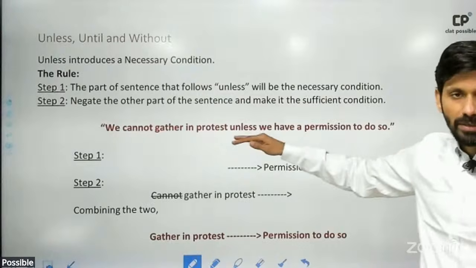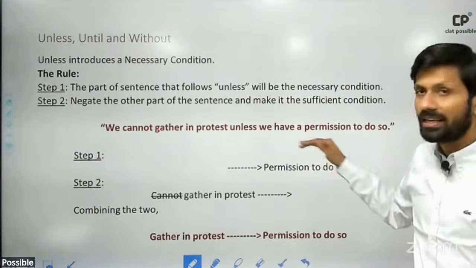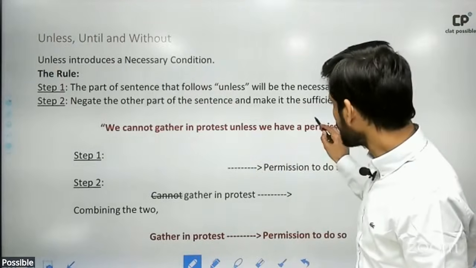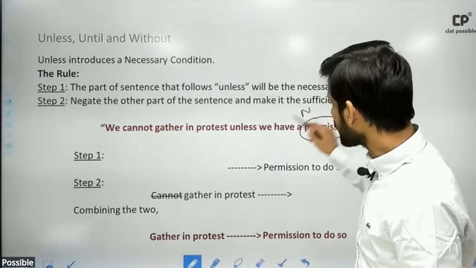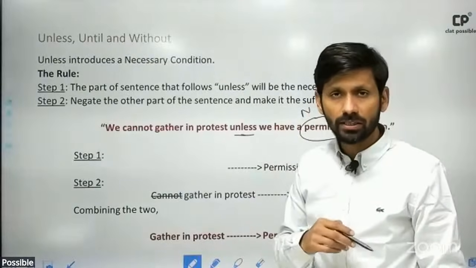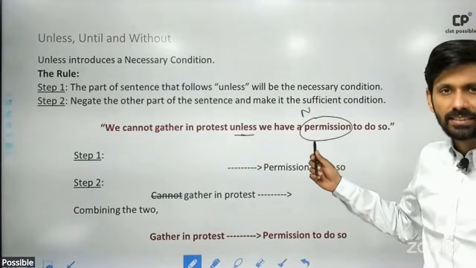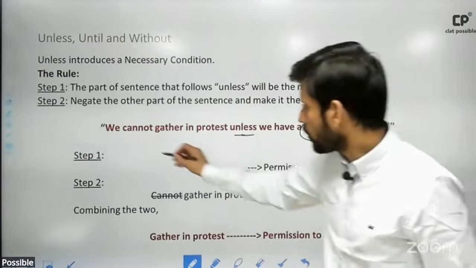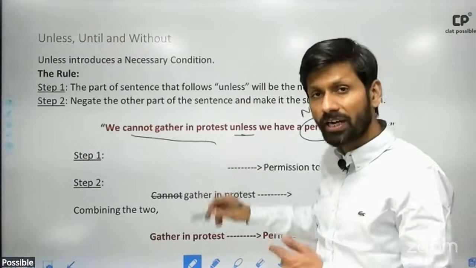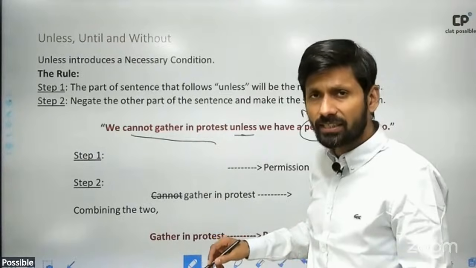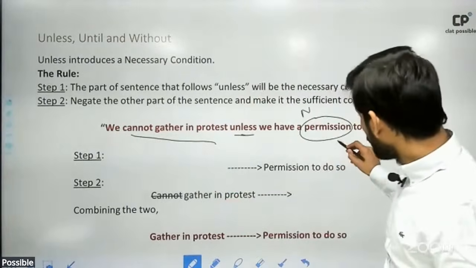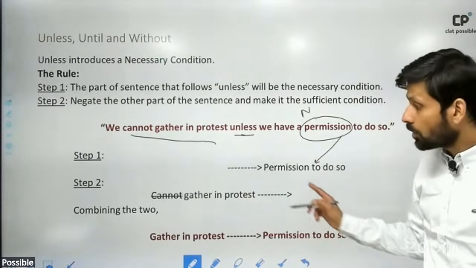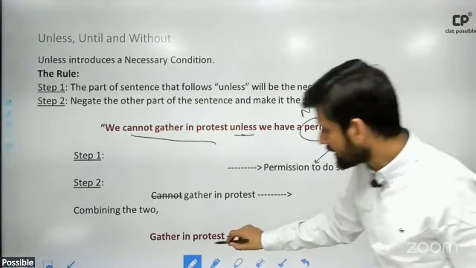So we are given this statement: we cannot gather in protest unless we have a permission. So from that statement, we understand that permission is necessary, क्योंकि unless एक necessary condition introduce करता है, right? So permission is necessary. Now the permission is necessary for what? For not gathering in protest or for gathering in protest? For gathering in protest, right? So we take down permission on the right of the arrow because it is necessary. On the left, what it is necessary for is gather in protest.